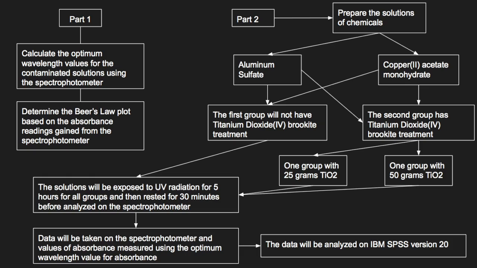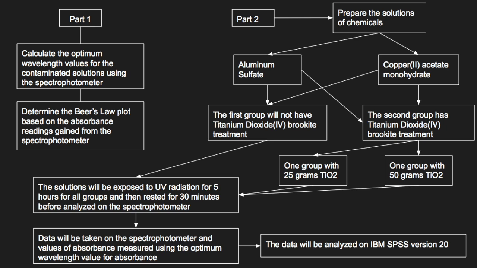Part 1 of the method will involve calculating the optimum wavelength values for the contaminated solutions using the spectrophotometer. A Beer's law plot will be determined using this data and it will be based on the absorbance readings and the spectrophotometer. In part 2, two different solutions of chemicals will be prepared to simulate pollution in the environment: aluminum sulfate and copper 2 acetate monohydrate. The first group of chemicals will not have titanium dioxide for treatment, and the second group will. One group will have 25 grams of titanium dioxide and one group will have 50 grams. Both of these solutions will be thoroughly mixed in with the titanium dioxide.